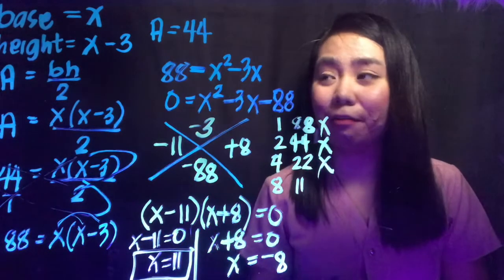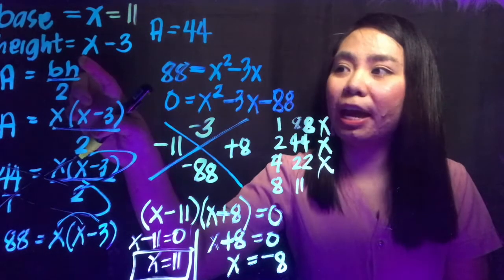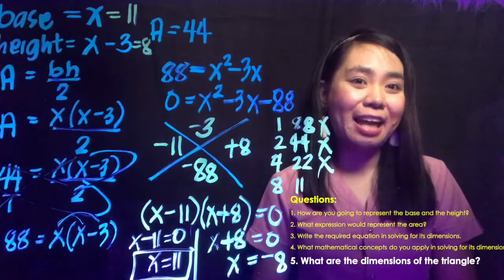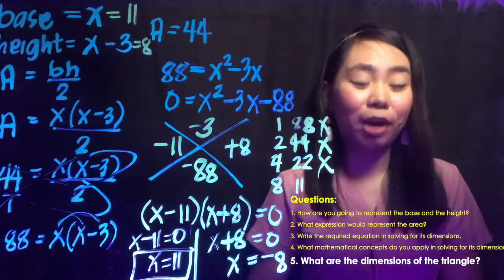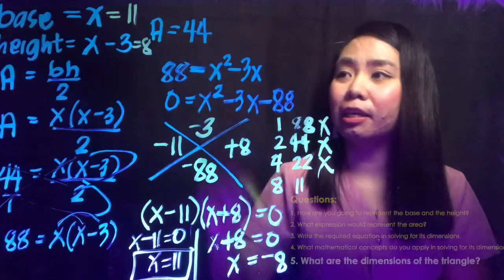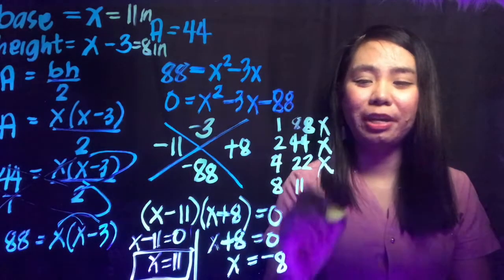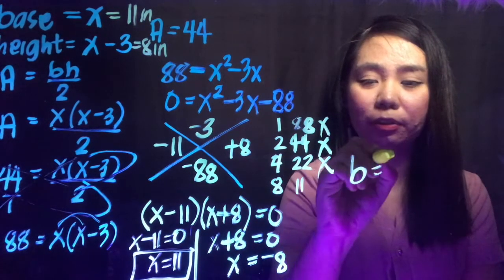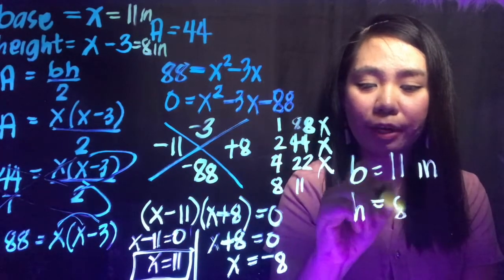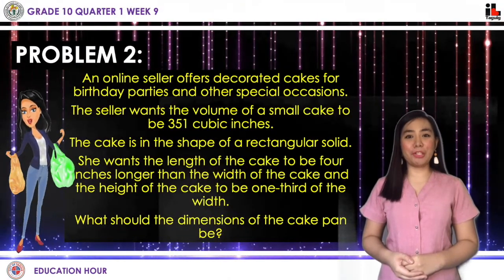Going back to our given, substitute, you now have 11, and for the height, 11 minus 3, which gives you 8. And that is the answer for question number 5. What are the dimensions of the triangle? Do not forget to put the labels that these are in inches. So for our final answer, we can now write: base is equal to 11 inches, while your height is equal to 8 inches. Now let's have problem number 2.